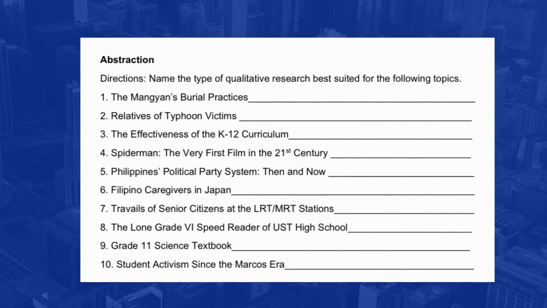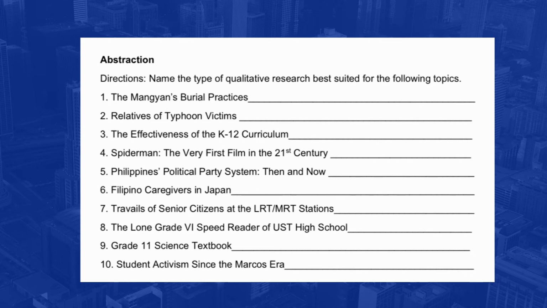Let us try to answer abstraction. Here you have to name the type of qualitative research best suited for the following topics. Number 1, the Mangyan's burial practices. Of course, this is an example of ethnography because it studies about Mangyans culture, specifically their burial practices. Number 2, relatives of typhoon victims. This is an example of a phenomenological qualitative research. You would like to know what happened in that specific phenomenon, which is the typhoon.